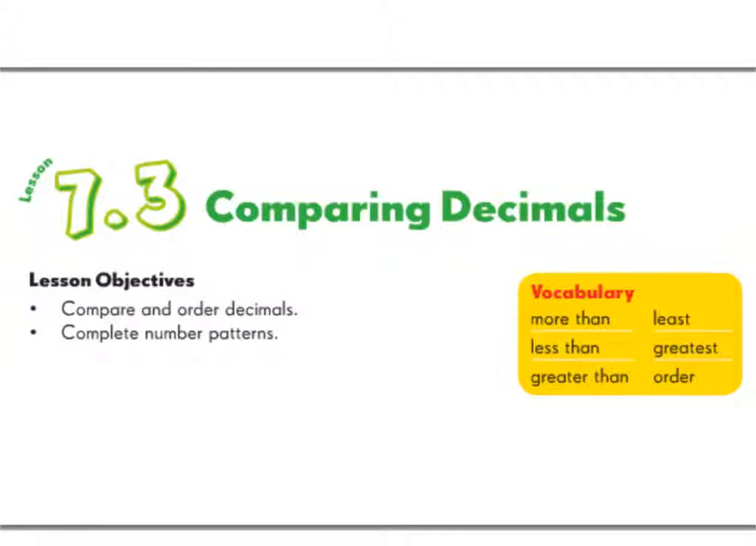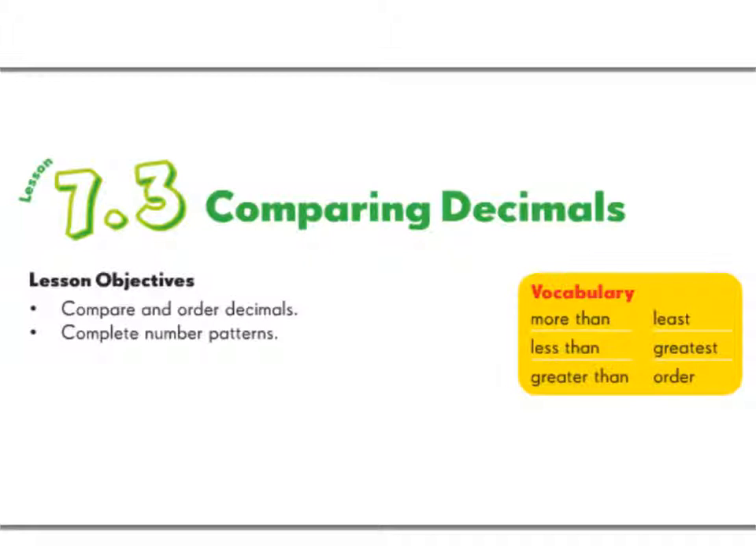Today's lesson is going to be quick and easy, especially because the vocabulary is what we already know. The first, we're talking about comparing decimals, so that means we're going to find the differences and similarities between decimals. The vocabulary, the first one we're going to talk about is more than.